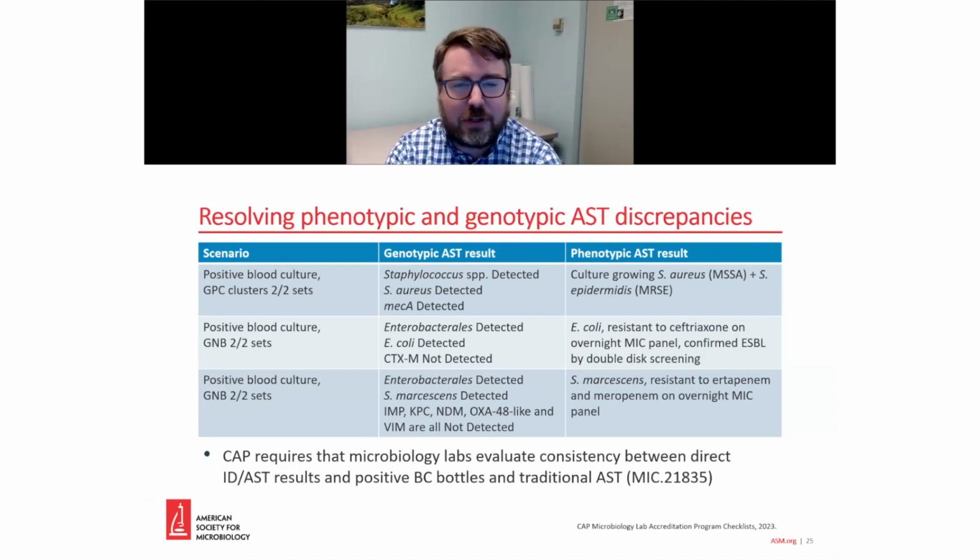In this example, you would have a patient who may have been continued on vancomycin therapy for a presumed MRSA based on those genotypic results, when in fact the mecA target was in the Staph epi that was likely a contaminant because it was only found in one out of the 2 sets of blood cultures.